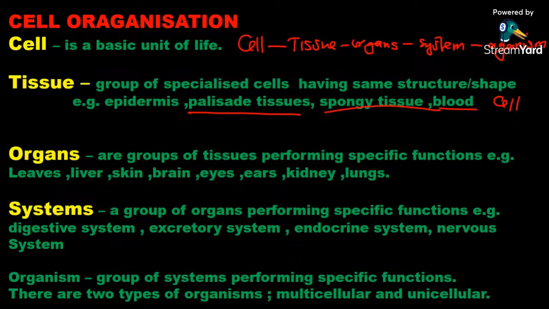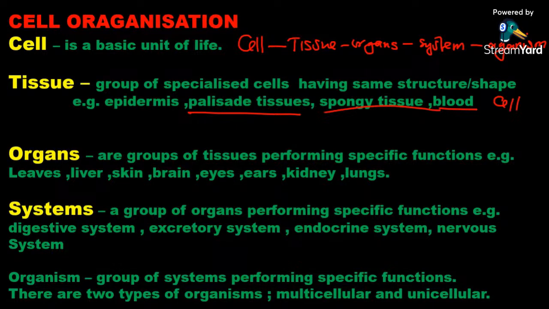Then a system is a group of organs performing specific functions. Examples of a system: we have digestive system, excretory system, endocrine system, nervous system. We can talk of the integumentary system. There are quite a number of systems that we can talk of. Even the circulatory system, I think, is missing here. Lymphatic system. There are quite a number.